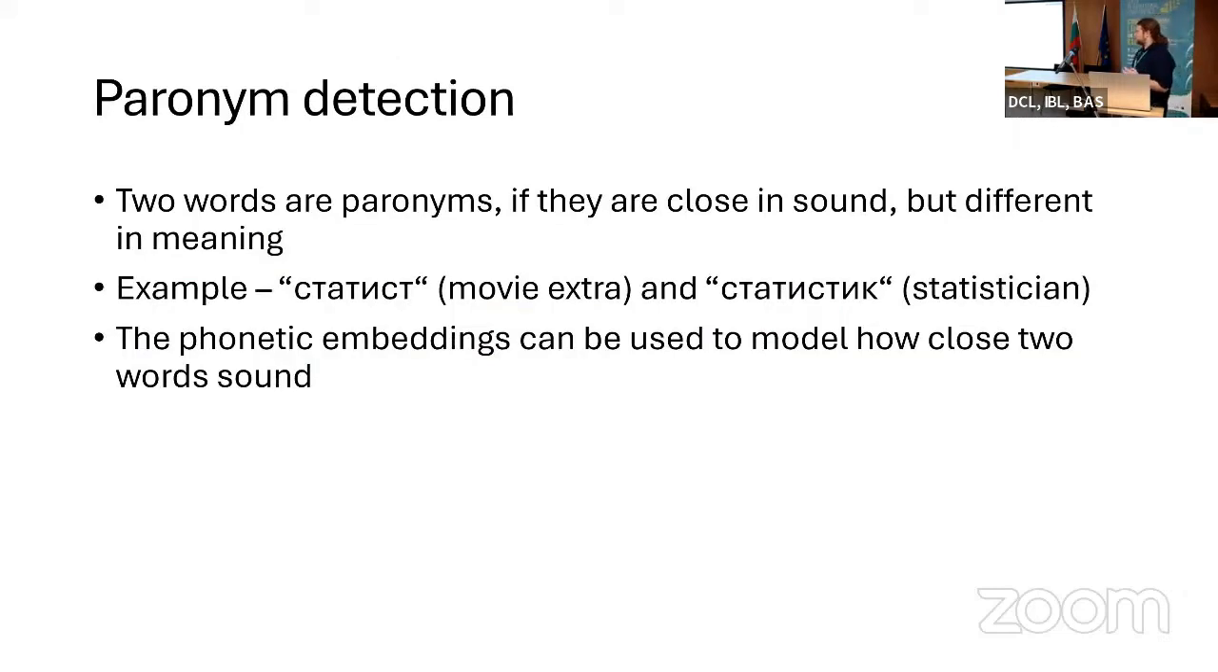The first task that we try to accomplish with those embeddings is paronym detection. Two words are paronyms if they are close in sound but different in meaning. As an example, in Bulgarian, the word statistic and statistic are such paronyms because they sound really similar, but of course their meaning is completely different. And we ask ourselves, using those embeddings, can we create a model that predicts if two words are paronyms or not?